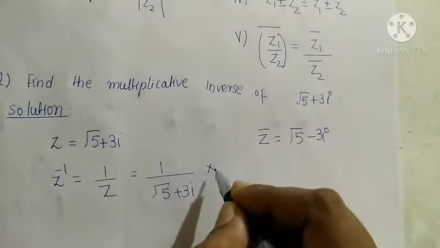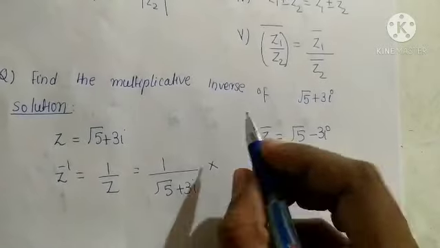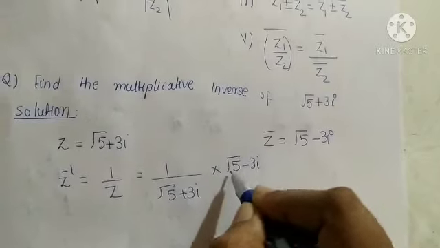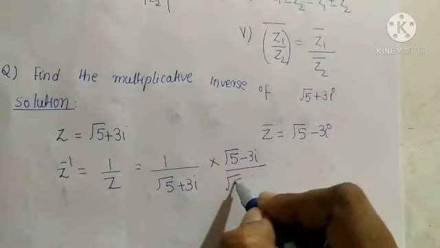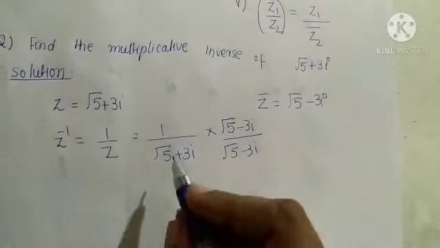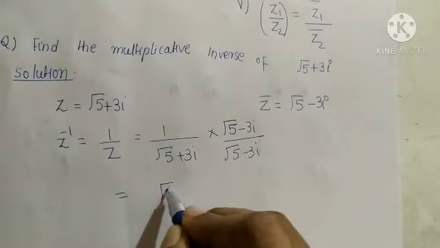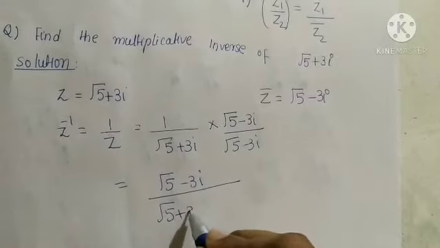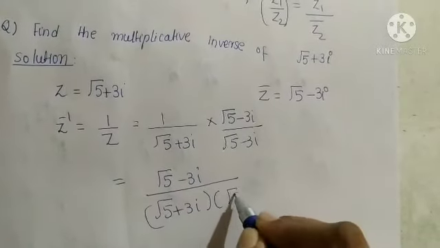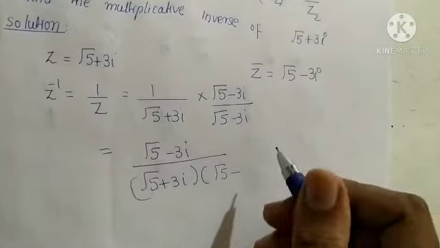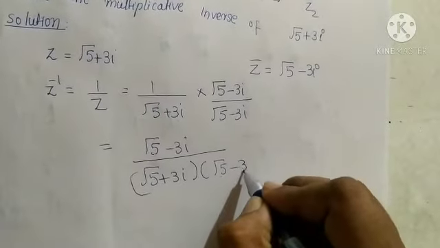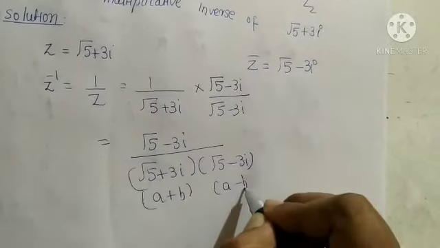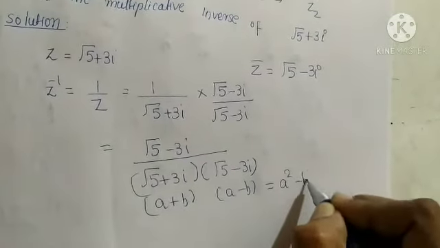And multiply and divide it with the conjugate. Here we get 1 into root 5 minus 3i divided by root 5 plus 3i into root 5 minus 3i. Okay. And this is in the form of a plus b into a minus b, and this identity is equal to a square minus b square.